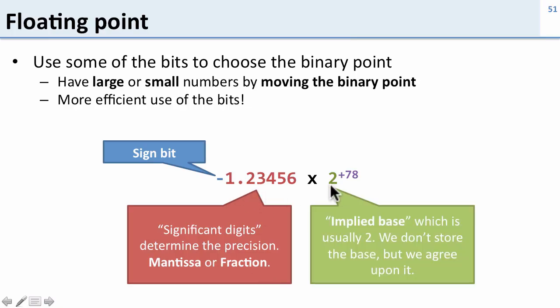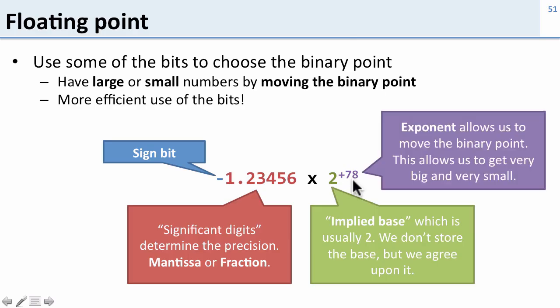Then over here we've got an exponent. So we have an implied base. And we say it's implied because we don't store this 2 in the number. Everybody just knows that it's times 2 to some power. And this over here is the exponent. This tells us how much we move the binary point. So 2 to the positive 78 means move the binary point over 78 places this way. So that's going to give us a very large number, much larger than we could represent just with these fractional bits. If it was 2 to the minus 78, it would mean move the binary point 78 places over this way, so we get a very, very small number.